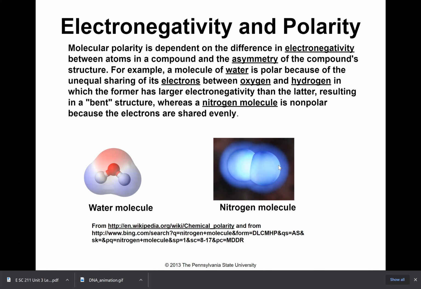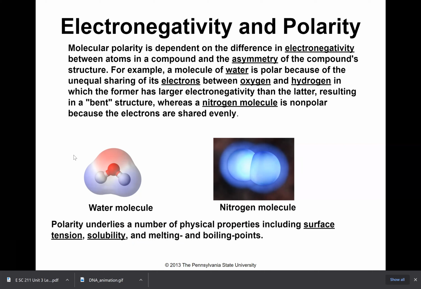This nitrogen molecule has two nitrogen atoms stuck together. This is symmetric. If I cut it in half this way, it looks exactly the same. If I cut it in half up and down, it looks exactly the same. So this is symmetric and it's going to be nonpolar. Sorry, I misspoke. Symmetric is nonpolar. And this is not symmetric, so it's polar.